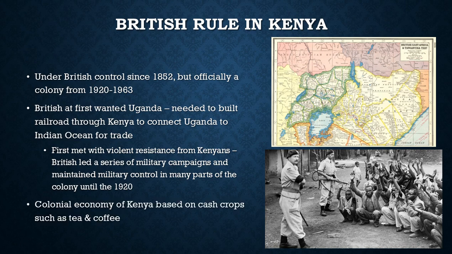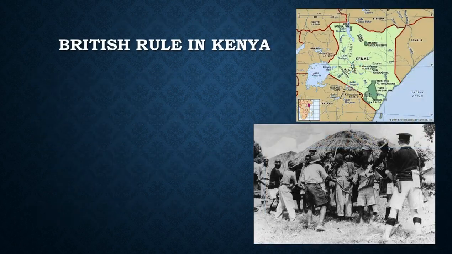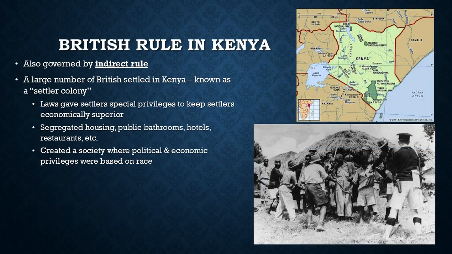The colonial economy of Kenya was based on cash crops such as tea and coffee. So it wasn't as precious as the ivory and the gold and jewels of some parts of Africa. They were really just trying to control the land so that they could reap the benefits of Uganda for their trade. It was also governed by indirect rule, and a large number of British settled in Kenya. This is why Kenya is now known today as a settler colony.